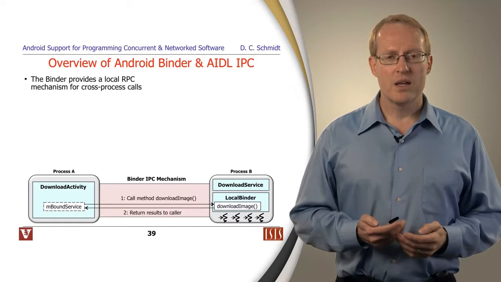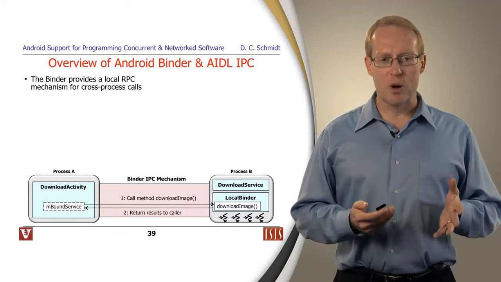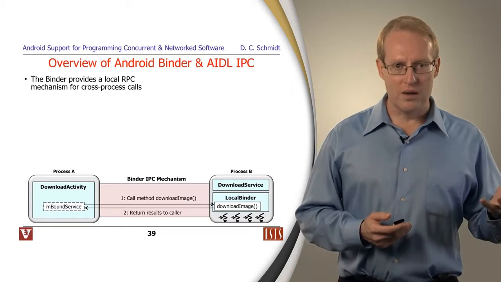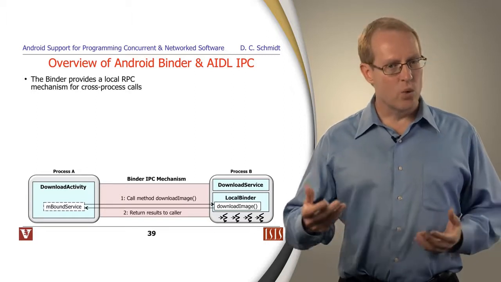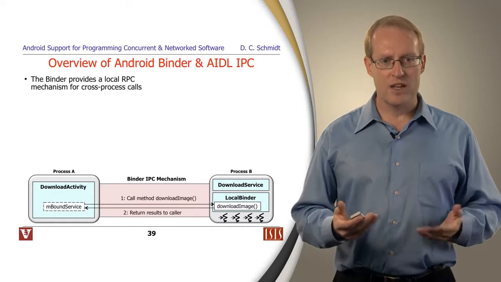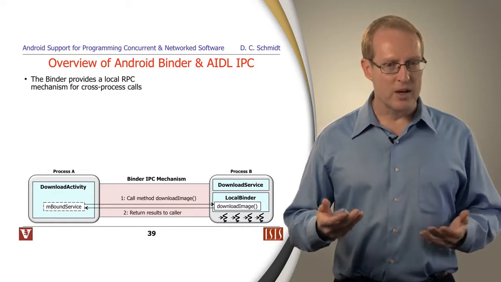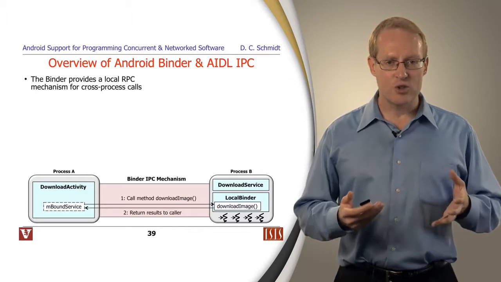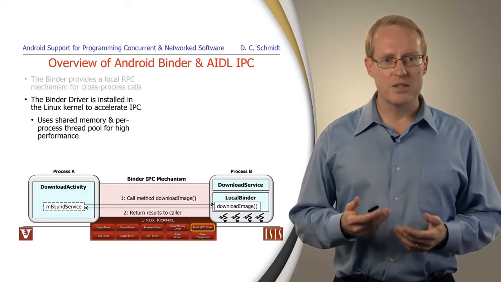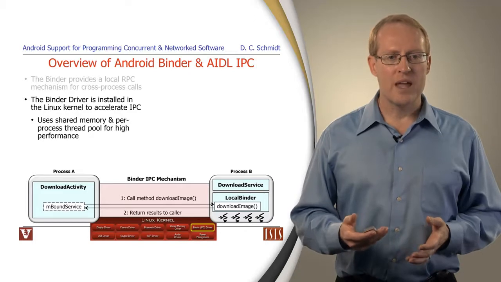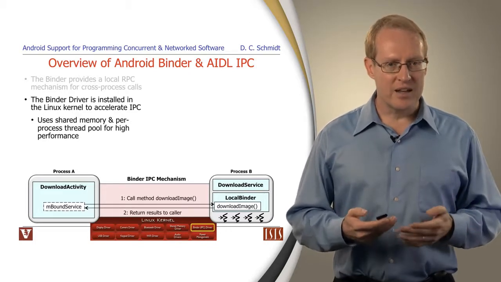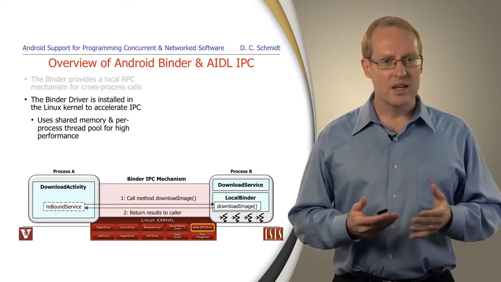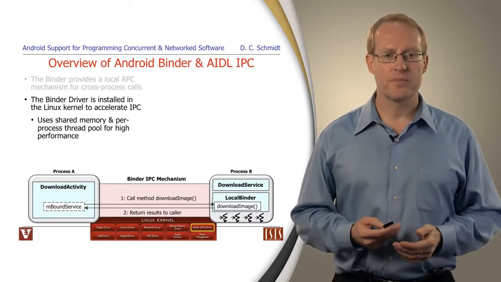So let's take a deeper dive inside the Android binder and AIDL inter-process communication mechanism. The binder provides local remote procedure call for cross-process calls. So you're going from one activity in one process to another service or another capability or component in another process. Under the hood, there's actually a driver called the binder driver that runs inside the Linux kernel, and it uses shared memory and various thread pools in order to accelerate and optimize the communication between processes.